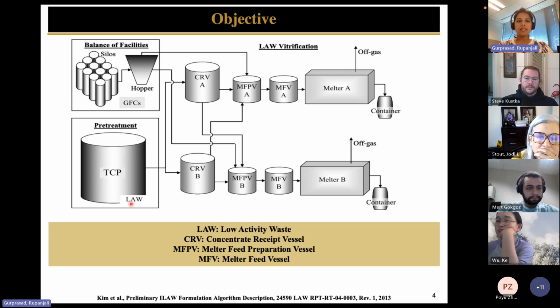So the LAW here is the low activity waste. After the radionuclides are removed from the pre-treatment facility, the waste is forwarded into a different tank, which is the CRV, that is actually called the concentrate receipt vessel. In this tank, currently, most of the waste is in a solution phase, so it's mostly just liquid. And from there, it is pumped and transferred to another tank, which is an MFPV, which is a melter feed preparation vessel.